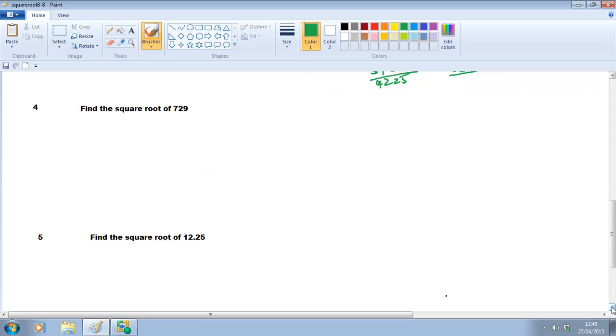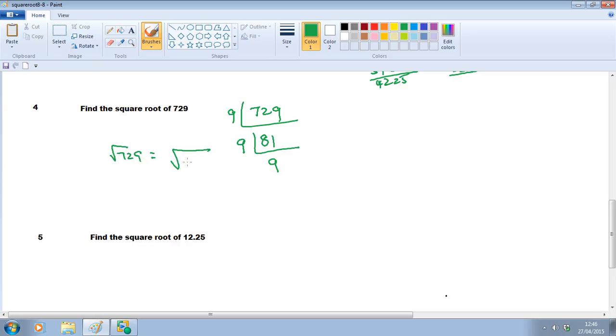Find the square root of 729. I have given you a clue. Either this is a square of something. You try with 2 square or 3 square first, whether it works. 729 divided by 9: 8 nines are 72, and the nine is 1. Okay, fine. So again divide by 9. So we get 9 threes. Put it on.